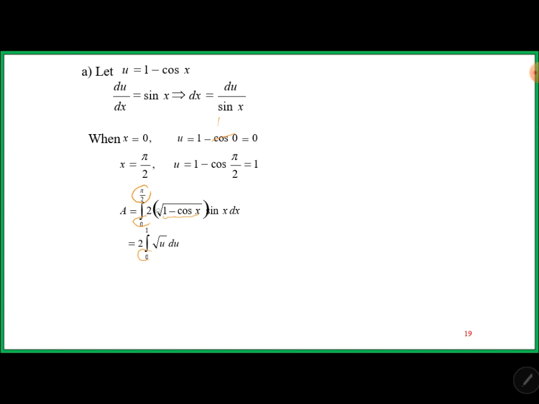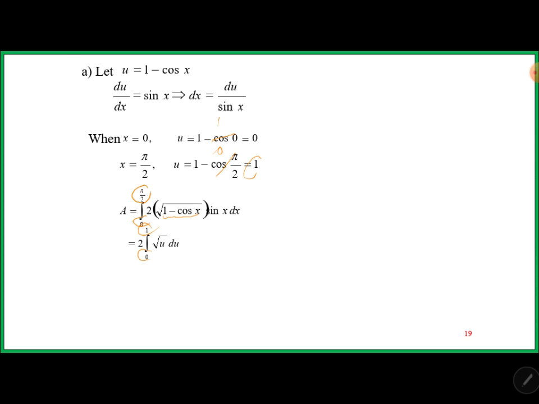When x equal to pi over 2, u equal to 1 minus cos pi over 2. What is cos pi over 2? It is equal to 0. So 1 minus 0 is 1. So when x equal to pi over 2, u equal to 1. That's why we are integrating square root of u with respect to u from 0 to 1.